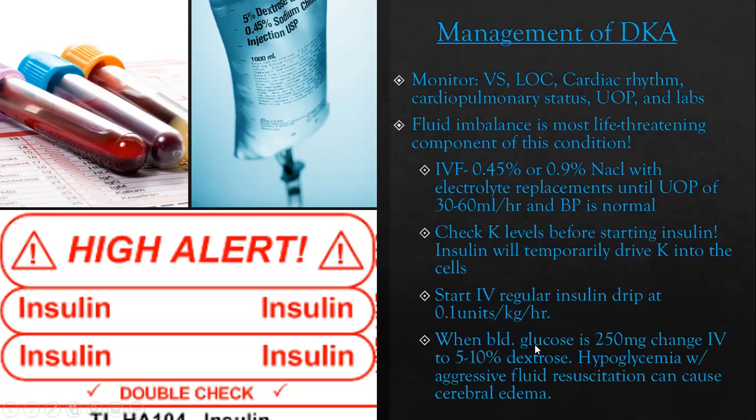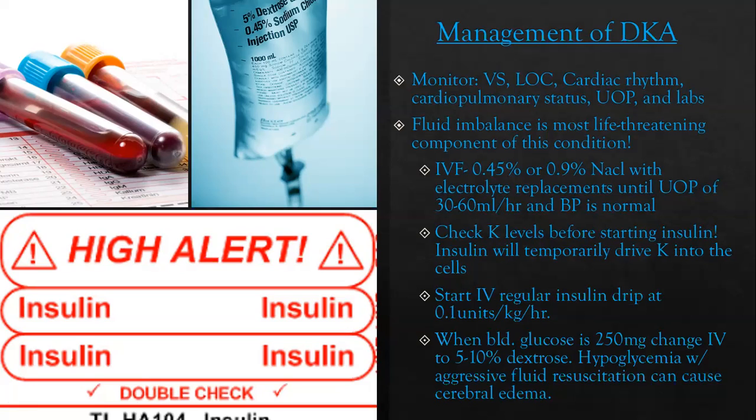And then when your blood glucose gets to 250 milligrams, I know this doesn't make sense, you're going to start giving them sugar. You're going to hang a bag of 5 or 10% dextrose. The reason for that is because if they become hypoglycemic and then you flush all this fluid in, you're going to cause cerebral edema. So you don't want to take them from one extreme to the other. You got to slowly get them back to the middle and make sure that they don't go to the other extreme.